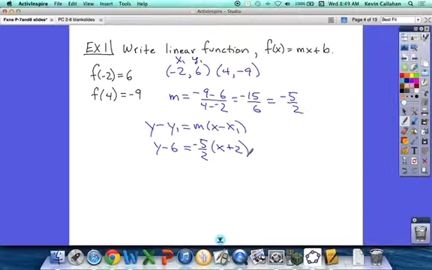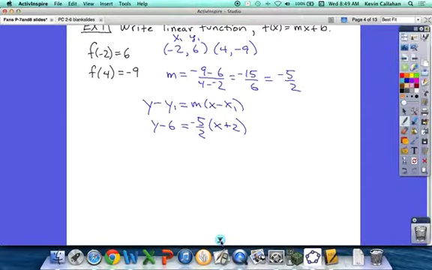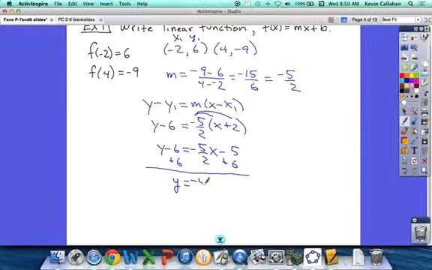Solve for y. Y minus 6 is negative 5 halves x. And what do we get when we multiply negative 5 halves times 2? How about minus 5? The 2's cancel. And then you have to add 6 to both sides. Y equals negative 5 halves x plus 1.